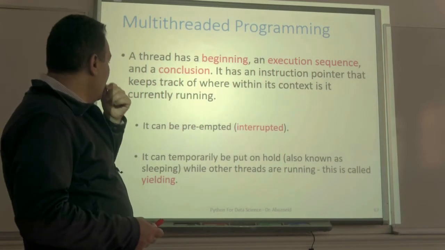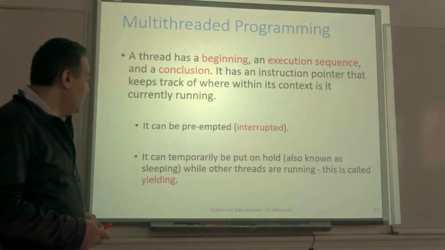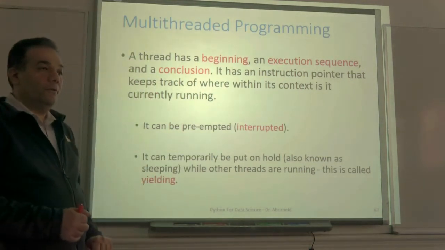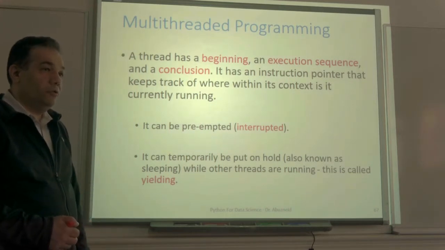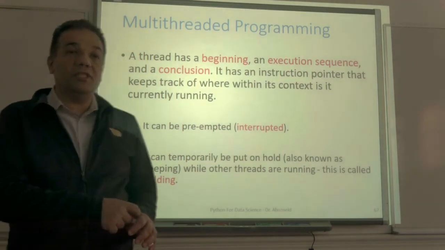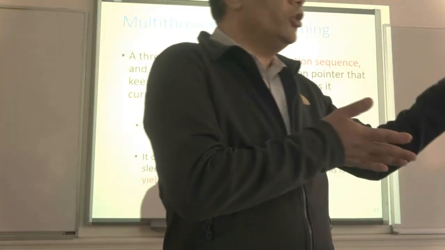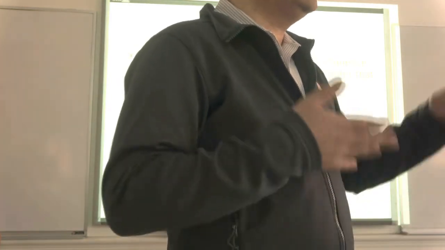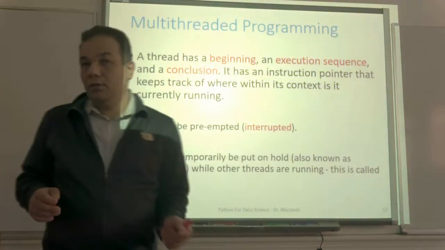Okay. It could be preempted, it could be interrupted, and it can temporarily be put on hold, also known as leaving or yielding. So you could do that with a thread, right? So a thread, again, what's a thread? It's a program that runs inside the program. It has a start, it has a sequence, it has an end. You could interrupt it, and you could hold it. You could hold it, right? Pause.